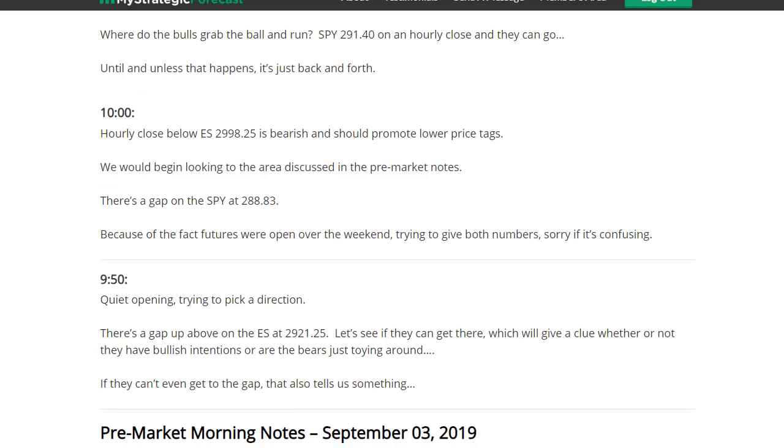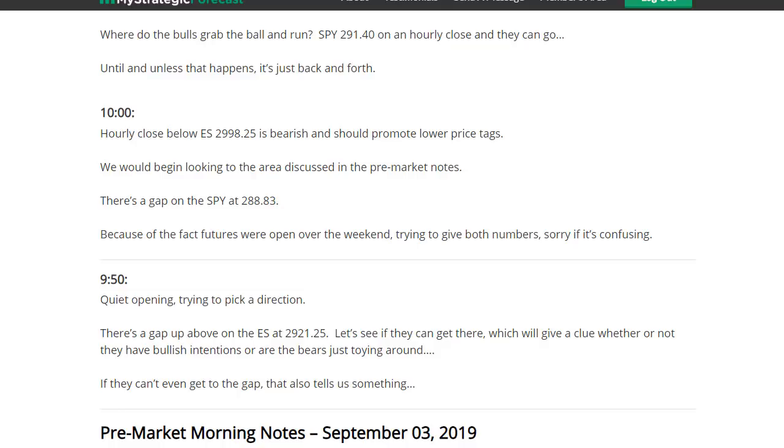Now the market's rolling along. It's 9:50 in the morning. We've been open for 20 minutes. It's a quiet opening. We had a gap down, but it's still rather quiet. We're already zeroing in on the gap above, ES 29.21. If the market's going to be headed in the northern direction, that's certainly going to be one of the likely targets. So we want to make sure we get it out there early.